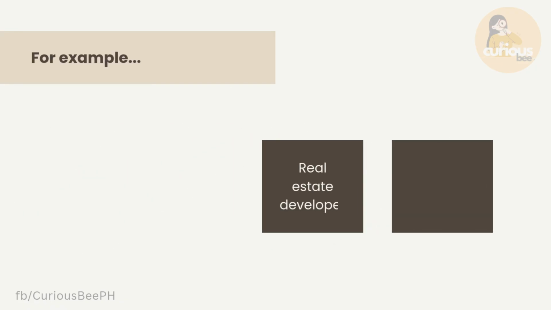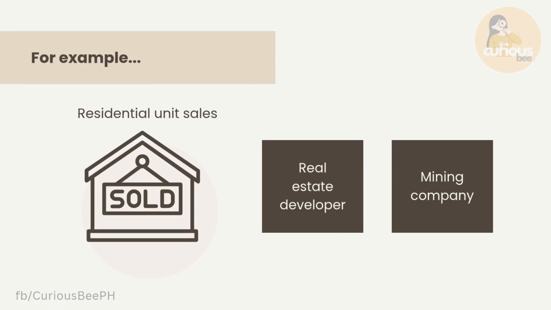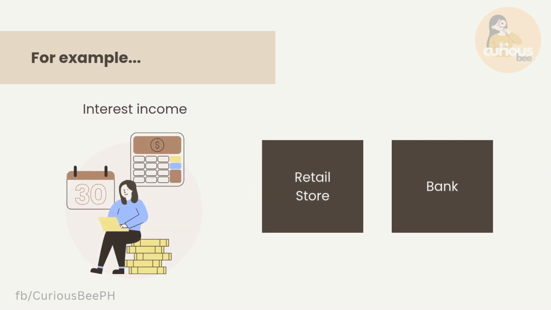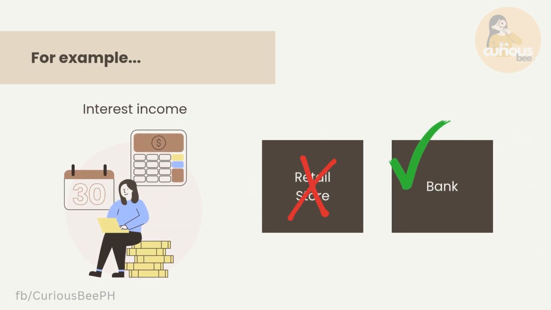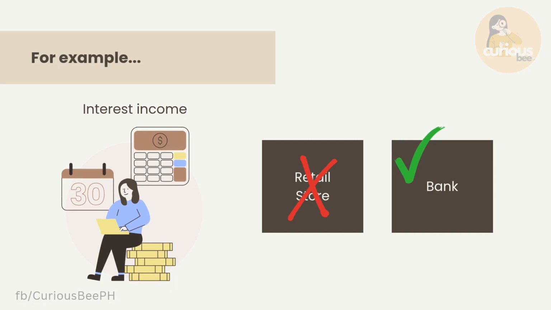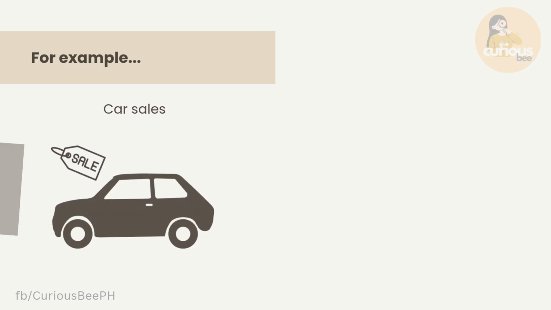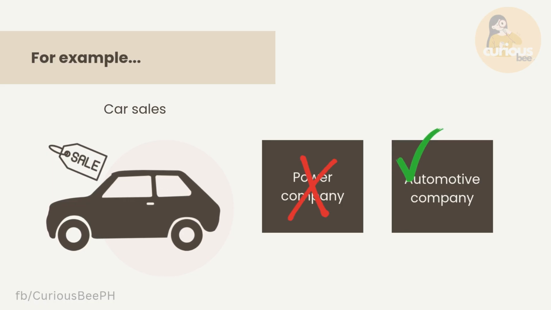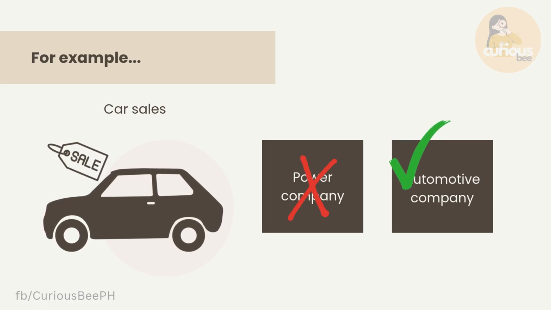Here are examples of revenues, which are different from company to company. Selling residential units is considered revenues for a real estate developer, but not for a mining company who sells their employee housing properties. Interest income is considered revenues for a bank, but not for a retail store who may have earned the same income from a time deposit. Selling cars is revenues for an automotive company, but not for a power company who sells their company-owned vehicles.